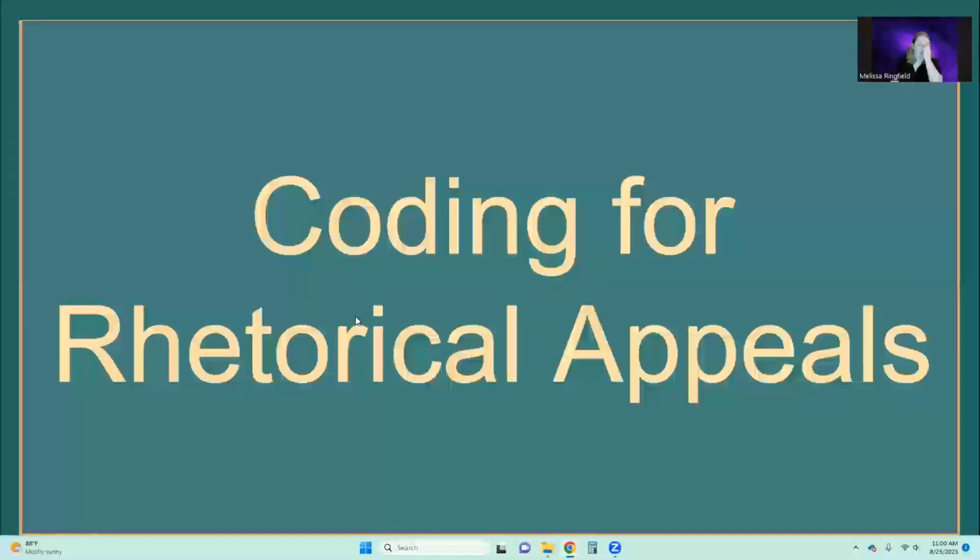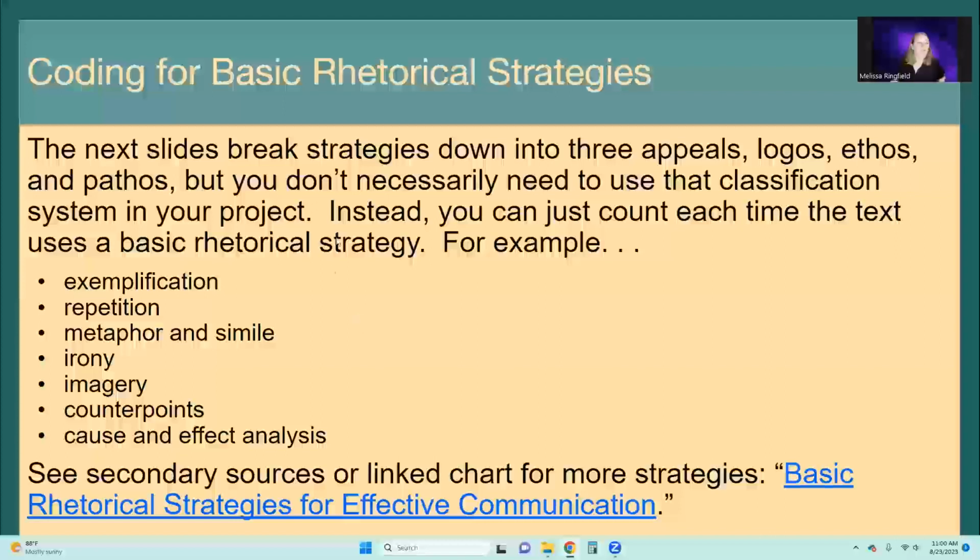Coding for rhetorical appeals. So the next slides break down the appeals into logos, ethos, and pathos, but you don't necessarily need to use that classification system. Instead, you can just count each time the text uses a basic rhetorical strategy, for example, giving examples, using repetition, metaphor or simile. There's a list linked on the slideshow, and you can find several of these lists anywhere on the internet.